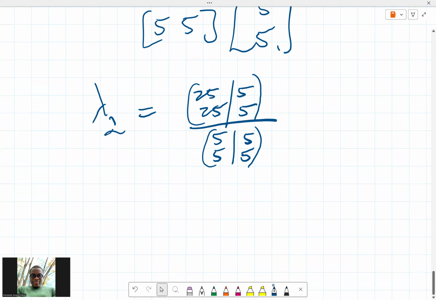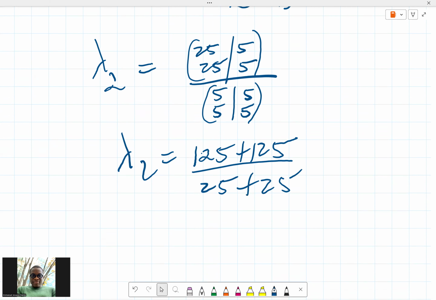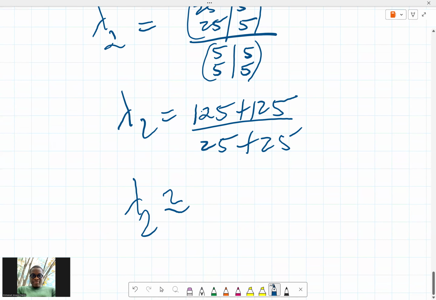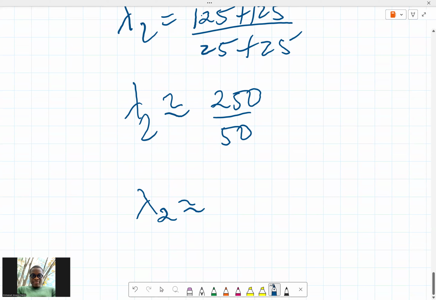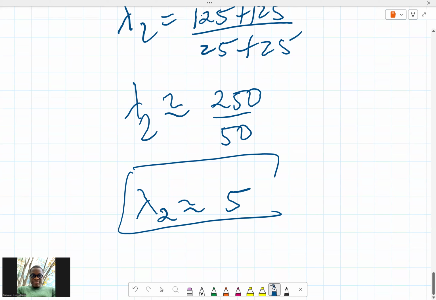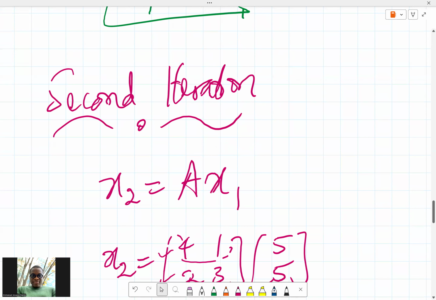If you like. So lambda 2 now is equal to 25 times 5 is 125, 125 plus 125 divided by 25 plus 25. So lambda 2 is approximately 250 divided by 50. And again, lambda 2 is equal to 5. Okay, it is approximately 5. So interestingly, that is still being maintained. So let's go one more iteration before we bring it to a close.